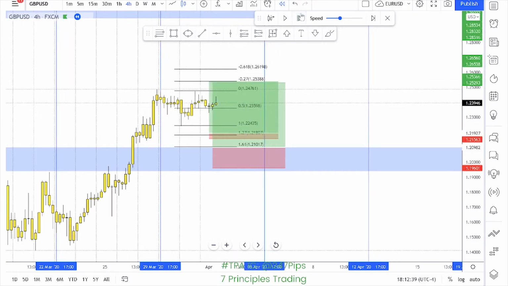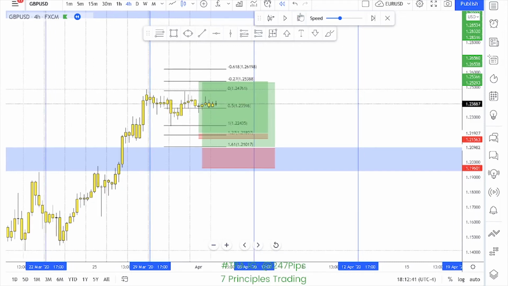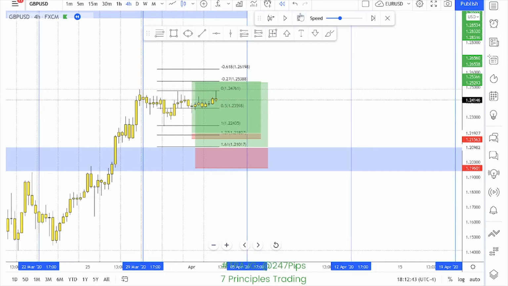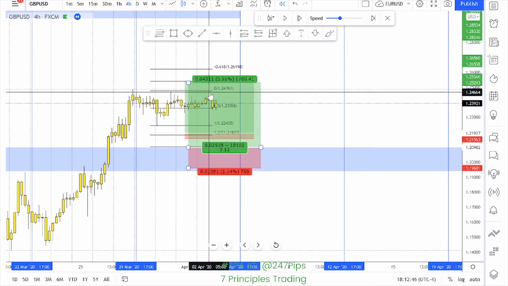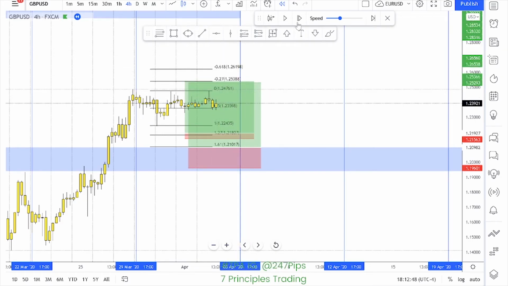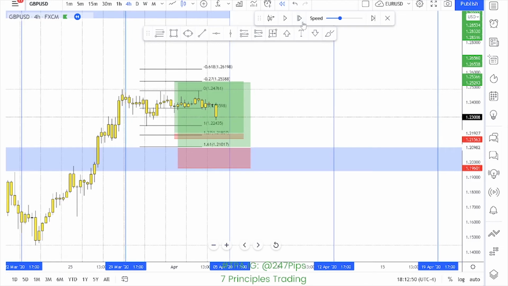So let's just tick and see if we get any new information, anything we need to adjust. Okay, so right, so close to the high. If we do make a new high, we have to adjust our fib.